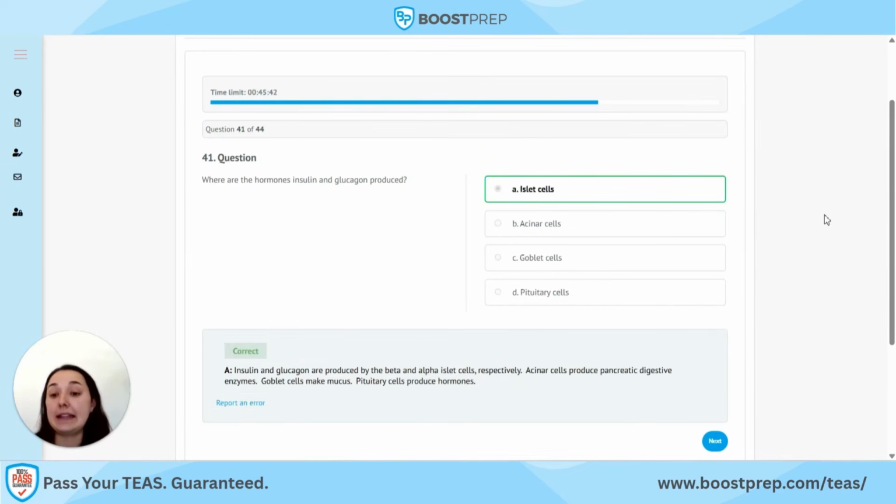The correct answer is A. Islet cells. So they are produced in the islet cells. Insulin and glucagon are produced by the beta and alpha islet cells respectively.